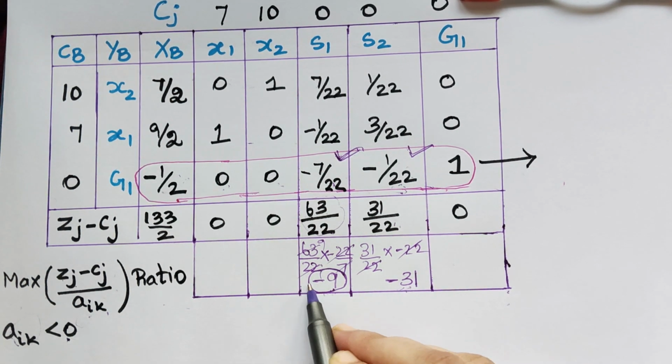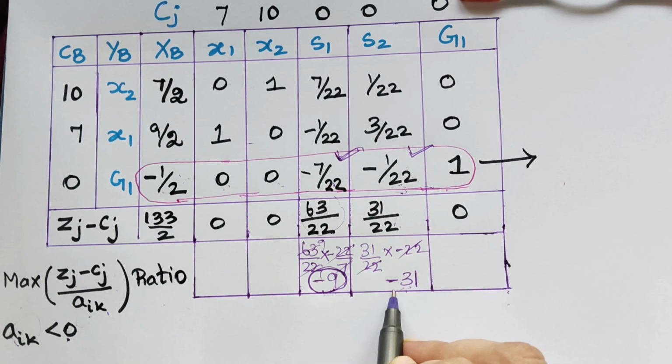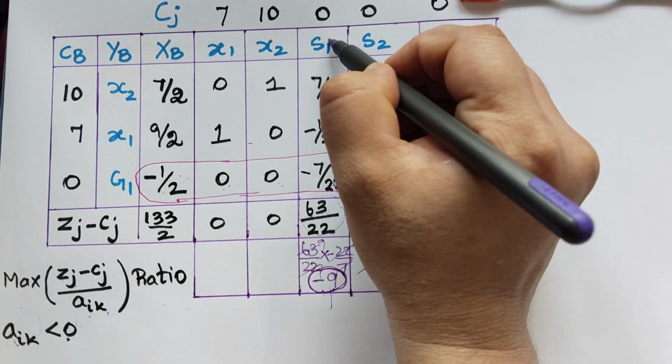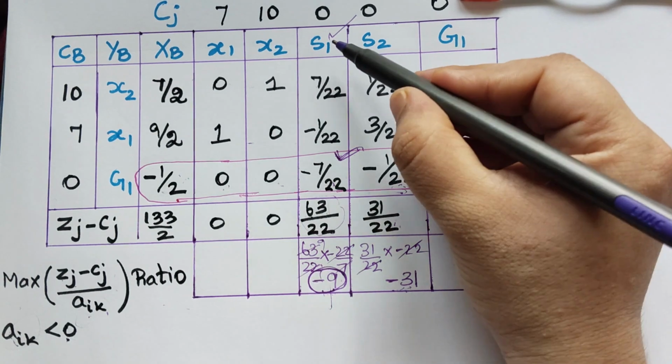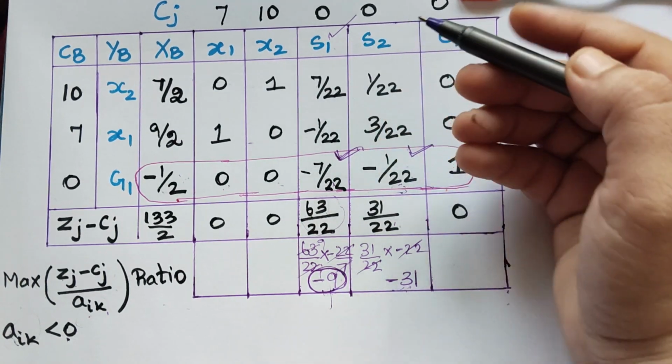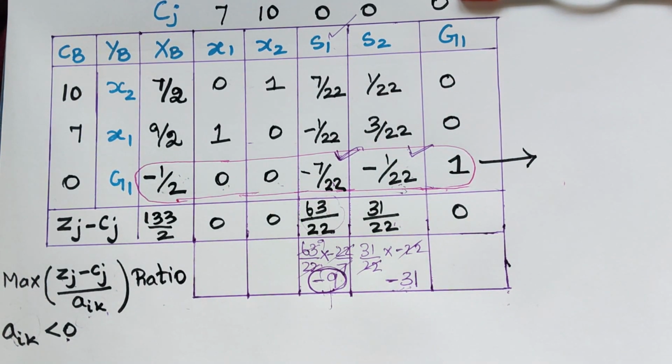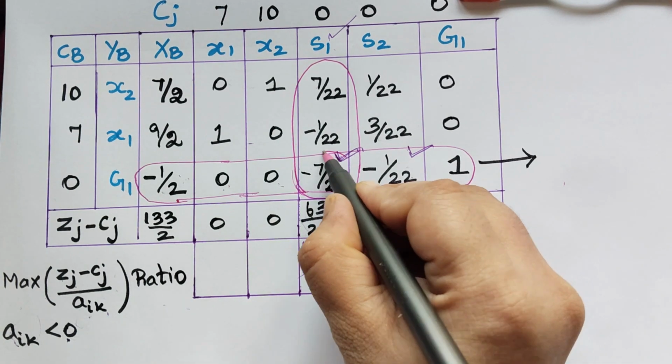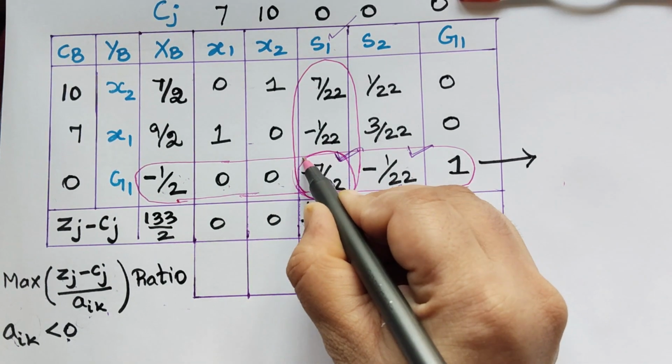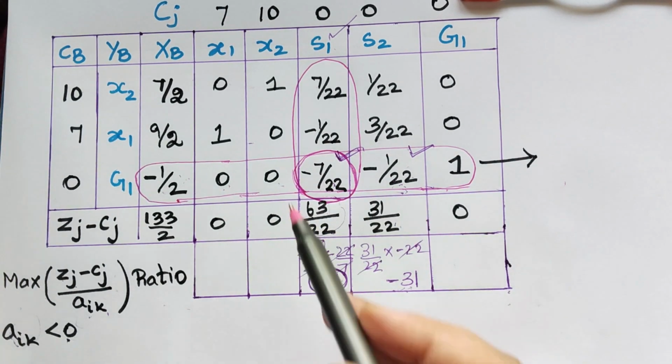So minus 9 is the maximum of these two values, and so S1 will be the entering variable, because the corresponding variable to minus 9 is S1, and so that will be the entering variable. And the pivotal element is minus 7 by 22. So this is the pivotal element.